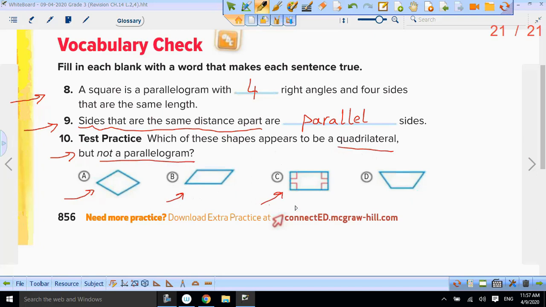Okay, this one is a rectangle, so it is not a parallelogram? No, it's a parallelogram also. Why? Because it has all the attributes of parallelogram. So it is one case of the parallelogram, so it's not our choice. This one is trapezoid. Trapezoid has not all the attributes of parallelogram. It has only one pair of parallel sides. So this is our choice.